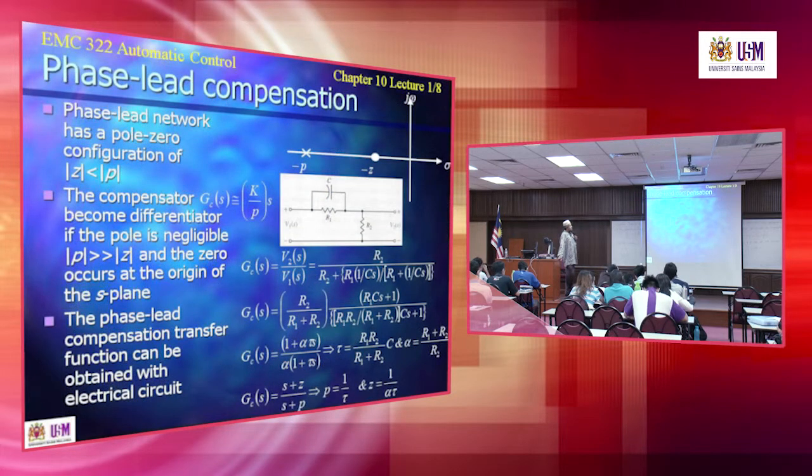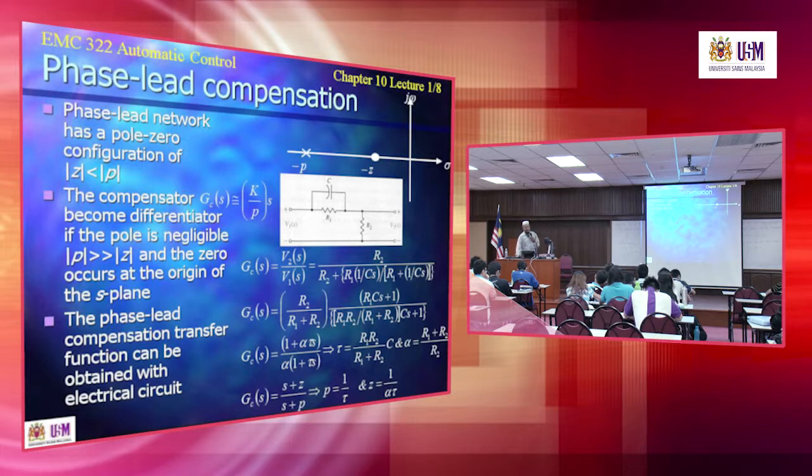One method in cascade compensation is called phase lead compensation. Similarly, we need to add one pole and one zero, where later on we need to determine the value of K, the value of Z, and the value of P, okay. The only thing with this phase lead compensation is that we need to locate the pole and zero in such a way that the absolute value of the zero is smaller than the absolute value of P. What does it mean? It means the zero should be closer to the imaginary axis, right? Compared to the pole, okay?